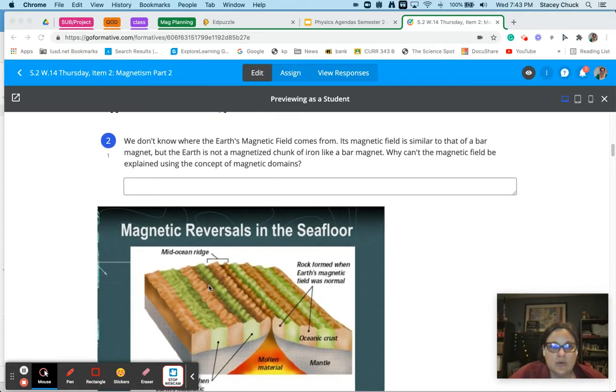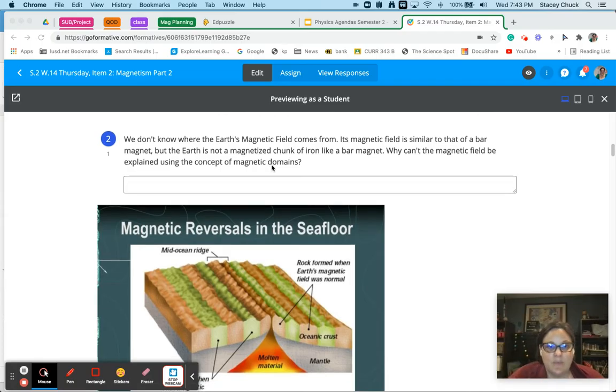Question 2: we don't know where the Earth's magnetic field comes from. We don't really know. We have speculation, educated guesses, and scientific evidence, but we don't know. Its magnetic field is similar to that of a bar magnet, but it's not a magnetized chunk of iron like a magnet is. Why can't the magnetic field be explained using the concept of magnetic domains? I just talked about that, so if you missed it, rewind and watch again.